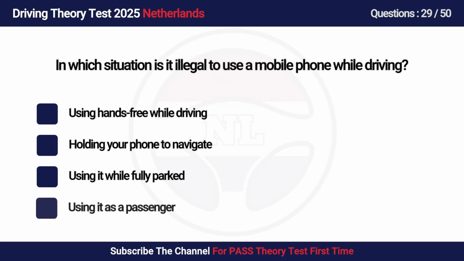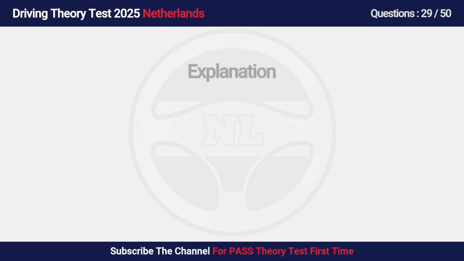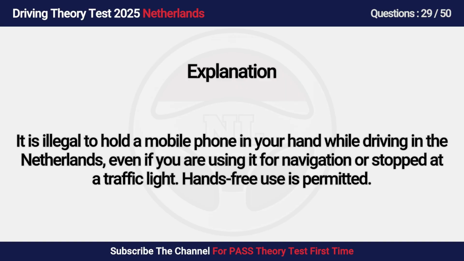Question 29. In which situation is it illegal to use a mobile phone while driving? A. Using hands-free while driving. B. Holding your phone to navigate. C. Using it while fully parked. D. Using it as a passenger. Answer is B. Holding your phone to navigate. It is illegal to hold a mobile phone in your hand while driving in the Netherlands, even if you are using it for navigation or stopped at a traffic light. Hands-free use is permitted.